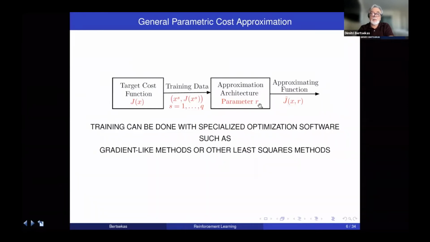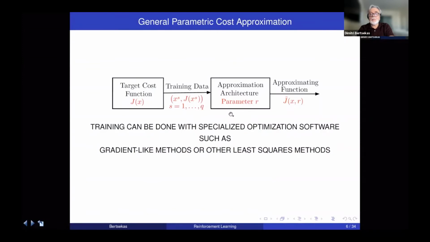And for every parameter R, we obtain an approximating function, and we want to find R so that this function matches well the training data. In other words, if you compare the training data with what the approximating function tells you that the cost is, the error is small. For example, the sum of the squares of the errors is minimized or almost minimized. So this is the training problem, finding R.